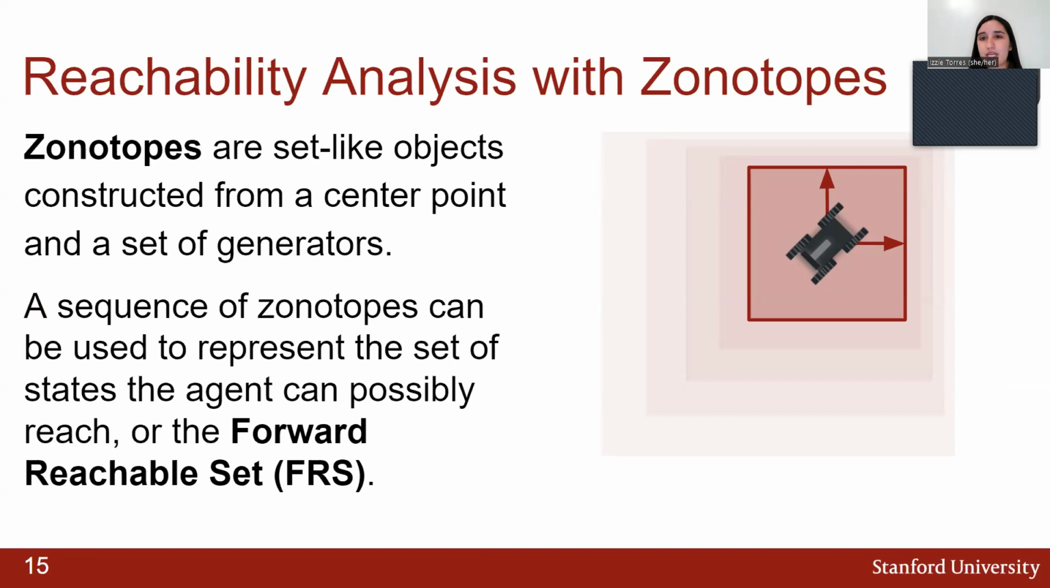Now, reachability analysis can be done with zonotopes, which are set-like objects constructed from a center point and a set of generators. Essentially, anything within that set is considered a place where the rover could be. Now, a sequence of zonotopes can be used to represent the set of states the agent can possibly reach, or the forward reachable set, or FRS. Each zonotope within that FRS represents a different time step. So the first square could be time 0, and then you have time 1, time 2. The amount of states that the rover could reach grows because it could be traveling for a longer period of time.